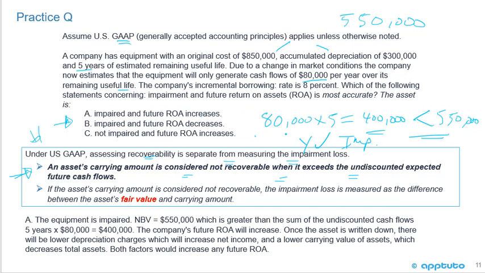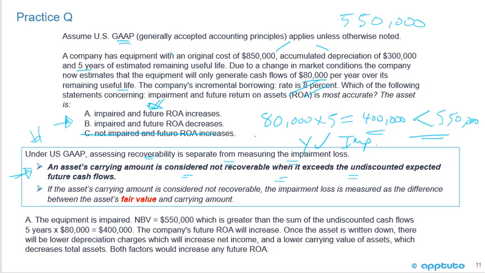Now it's not talking about calculating the impairment loss, so we didn't need that incremental borrowing rate or anything like that. That was some red herring information for you. So C is wrong. It is impaired. But now you have to say it's impaired and future ROA increases, or it's impaired and future ROE decreases. And this is a key word here. That's why you have to be very careful with your reading.